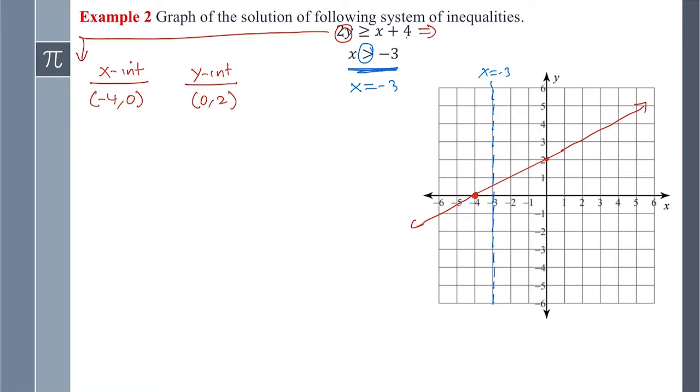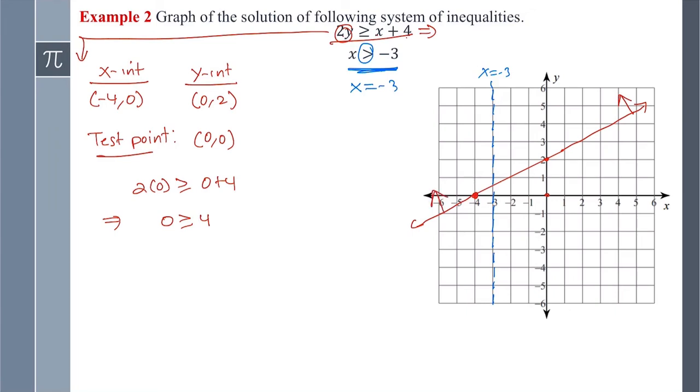Now, let's go ahead and check the first one. Okay, so for the first one, we can take any test point that is not on the line, and it's not passing through the origin. So I'll take the test point as 0, 0, and I'll put it into my inequality. So 2 times 0 is greater than or equal to 0 plus 4, and that gives us 0 is greater than or equal to 4, which is false. That means we cannot include the origin in the solution for the first line. So it has to go away from that point, on the other side. So it is above this line, in this direction.